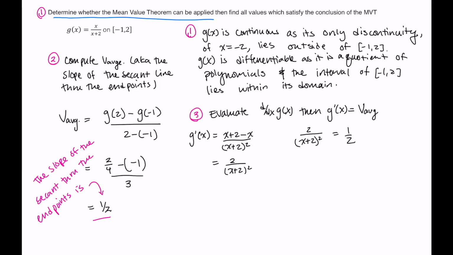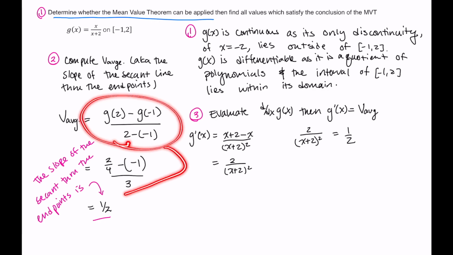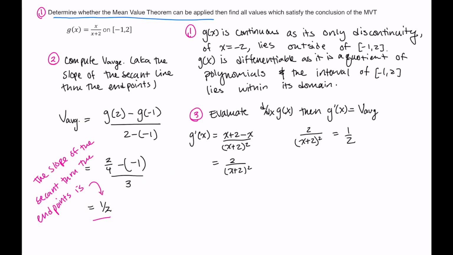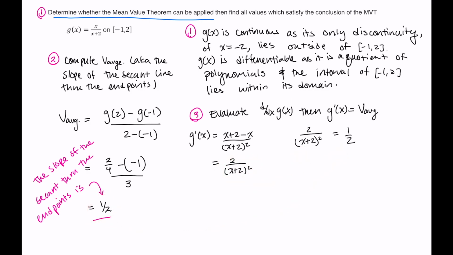If you are new to calculus, I suggest you pause your video and do not restart it until you understand how I figured out this derivative and how I got from here to this value of 1/2 for the average rate of change on the interval. Because now what we're doing is we're taking the derivative we computed and we're setting it equal to that average rate of change.